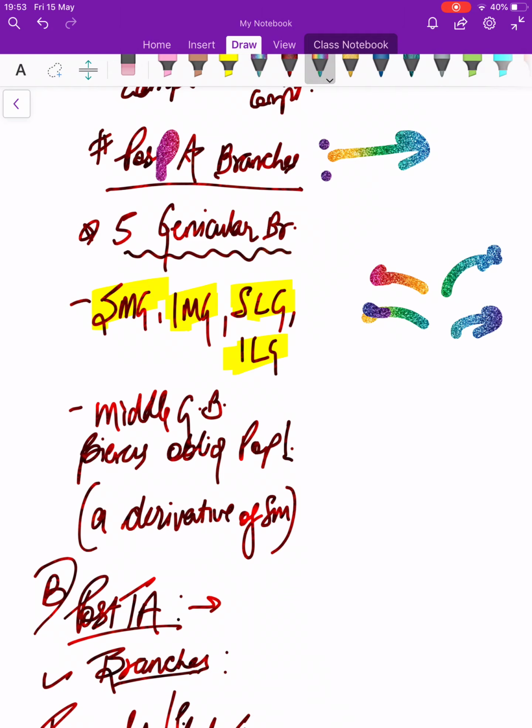Then the middle genicular branch pierces the oblique popliteal ligament, which is a derivative of semimembranosus. Okay, so this is an important point. The middle genicular branch pierces the oblique popliteal ligament, which is actually a derivative of semimembranosus.